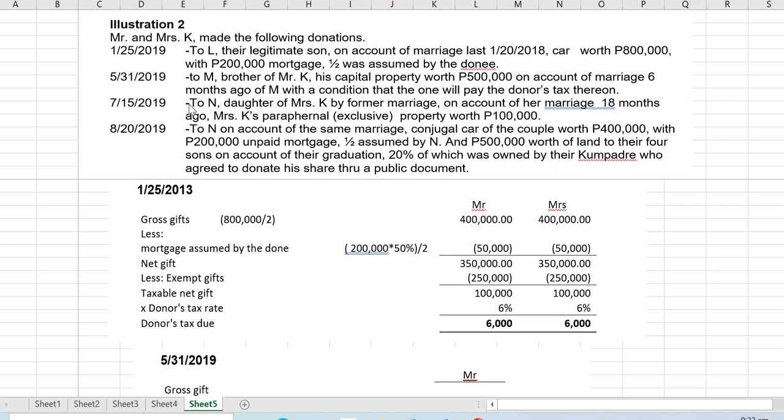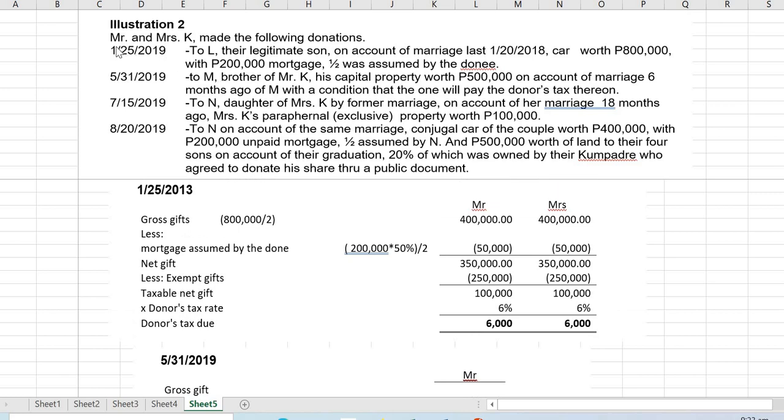Or to N, daughter of Mrs. K by former marriage, on account of her marriage 18 months ago, Mrs. K's paraphernal or exclusive property worth 100,000. And lastly, on August 20, 2019, to N, on account of the same marriage, the conjugal car of the couple worth 400,000 with a 200,000 unpaid mortgage, one half assumed by N, and 500,000 worth of land to their four sons on account of their graduation, 20% of which was owned by their compadre who agreed to donate his share through a public document.